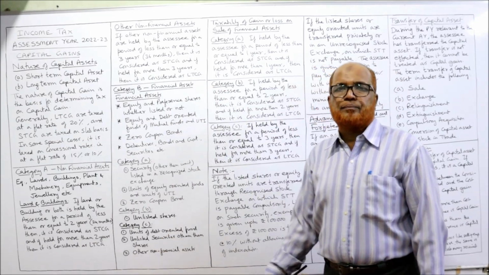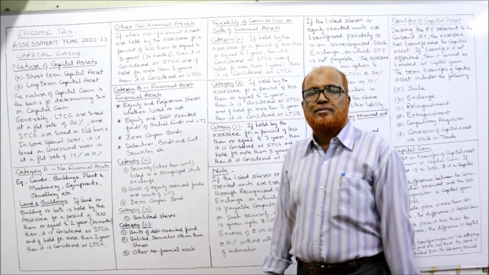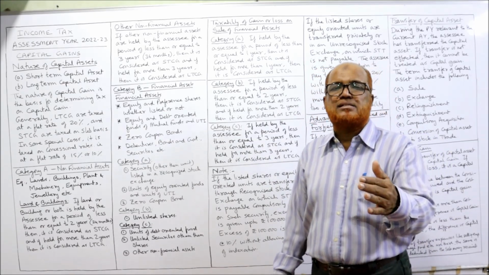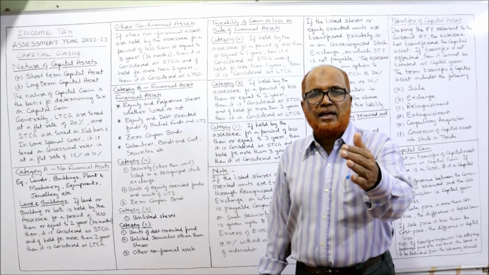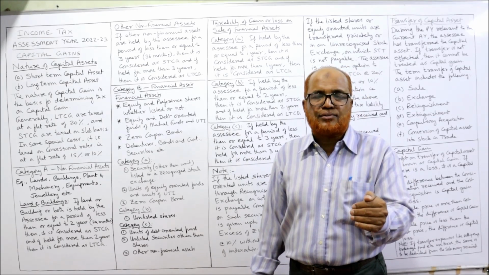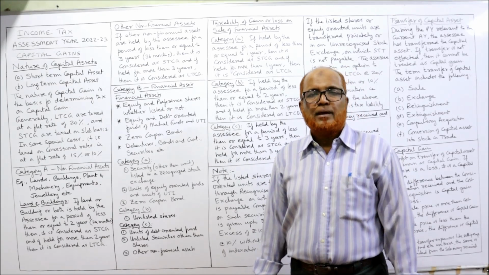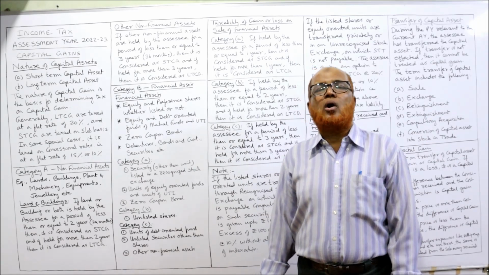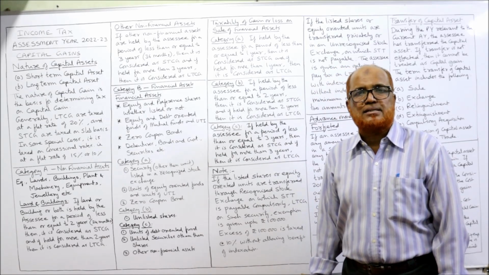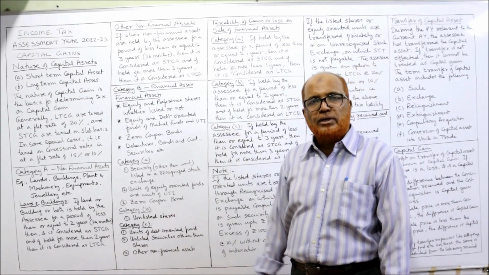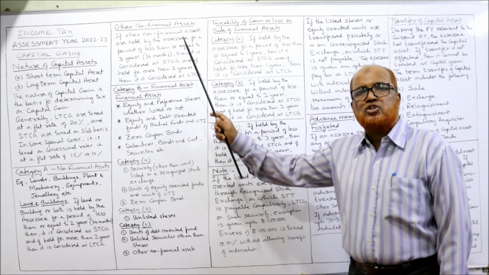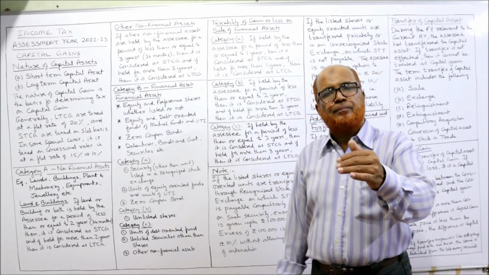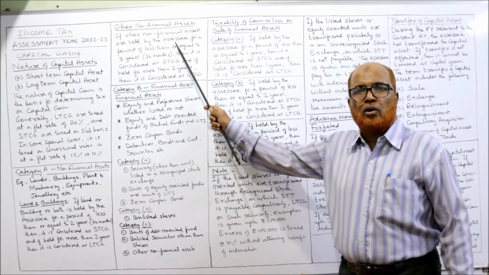Next comes other non-financial assets. Other than land and building, the period is 3 years. If any other non-financial asset is held by the assessee for 3 years or less than 3 years, it is called short-term. If the holding period is more than 3 years, then it is called a long-term capital asset. So land and building, 2 years period; other non-financial assets, 3 years period. Up to 3 years, short-term. More than 3, long-term.